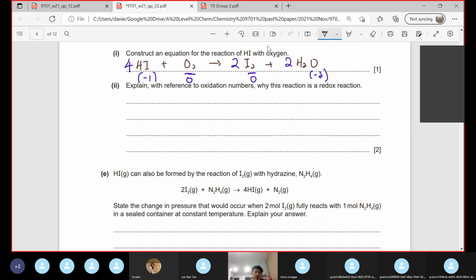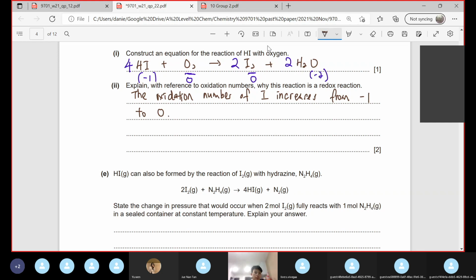So here what you need to write down is the oxidation number of I increases from -1 to 0. Okay, state the change. Don't just write increases. From what to what, write it down.